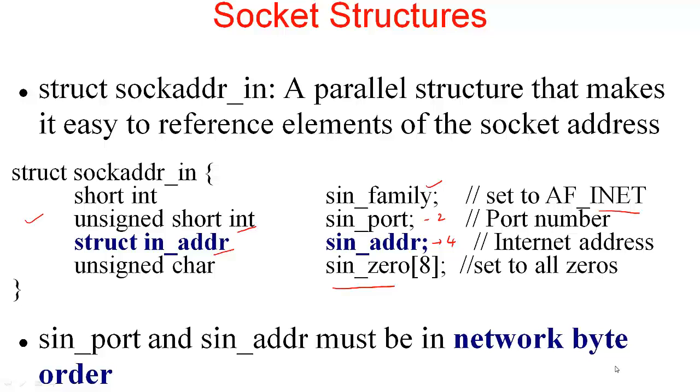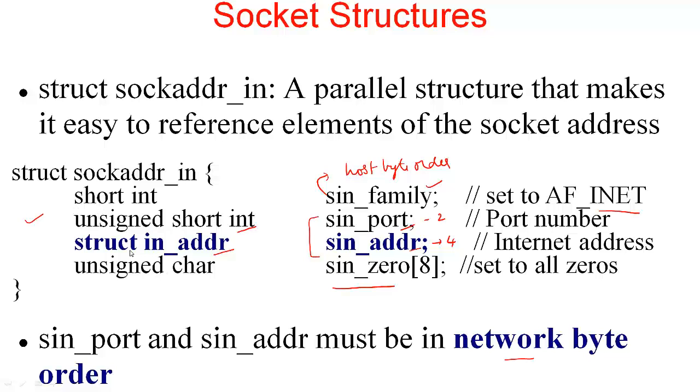And again, let me emphasize that this port information as well as address information must be in the network byte order. This, by the way, can be in host byte order because this is not actually sent out in a packet, whereas the port and the address information are sent out in a packet. So these are all again regular standard short, unsigned short, character.